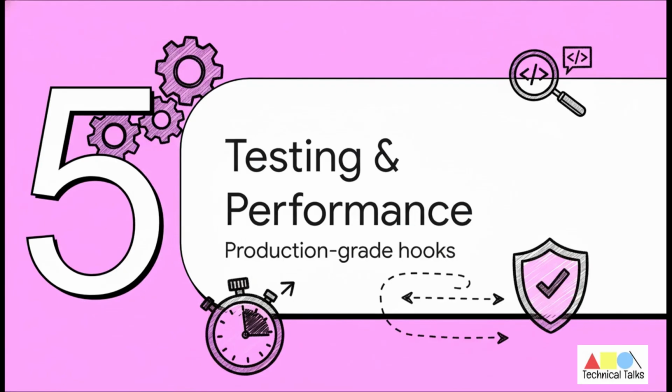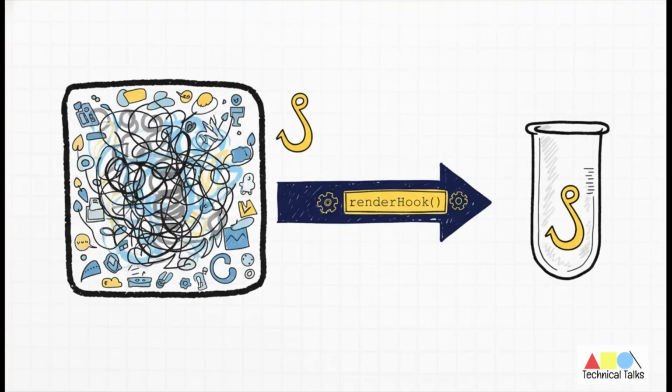Awesome. For our final section, let's get into some more advanced topics that will take your hooks from good to absolutely production grade, testing and performance. Testing UI can be tricky. But one of the best things about custom hooks is that they're just functions, which makes them way easier to test. The React testing library gives us this incredible tool called renderHook. It basically lets you test the brain of your hook without having to build a whole component body around it. You can call the hook, check its return values, and make sure the logic works perfectly, all in isolation.